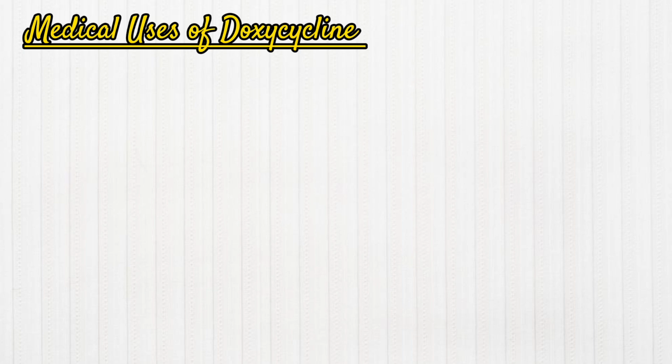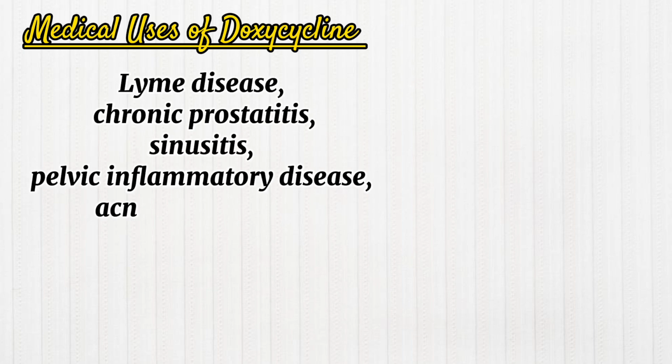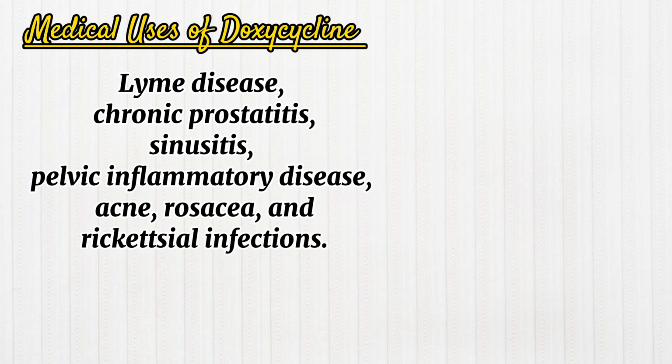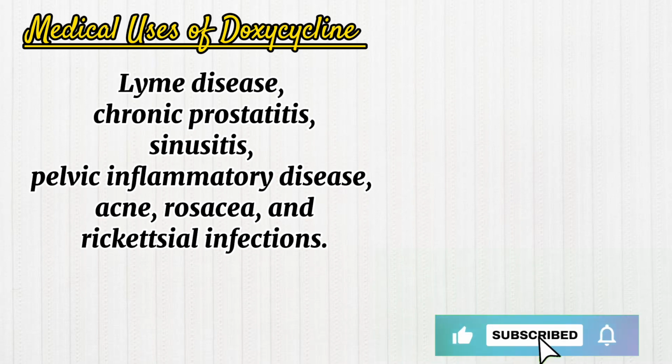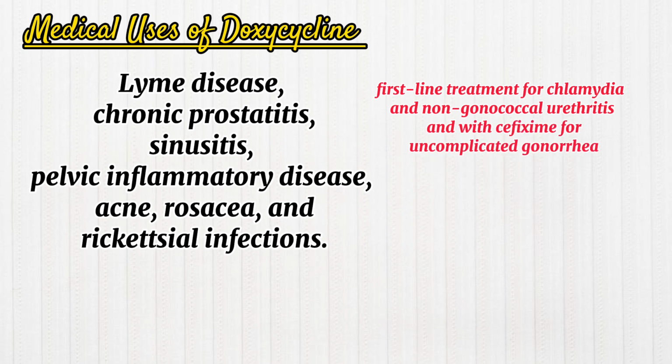Medical uses of doxycycline. Doxycycline is frequently used to treat Lyme disease, chronic prostatitis, sinusitis, pelvic inflammatory disease, acne, rosacea, and rickettsial infections. It is a first-line treatment for chlamydia and non-gonococcal urethritis, and is used with other drugs for syphilis and for uncomplicated gonorrhea.